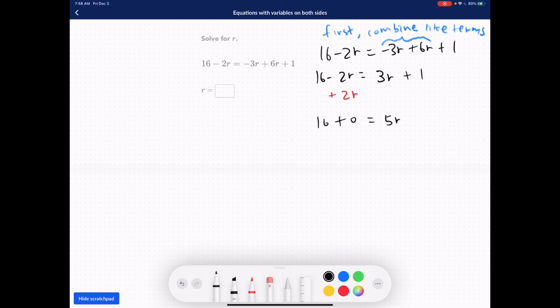So here we go. We're going to add 2r plus 2r. And then we're going to add 1 here, plus 1. So 16 plus 0 is just 16, is equal to 5r, right, plus 1. And we're going to subtract 1 on both sides. 16 minus 1 is 15.